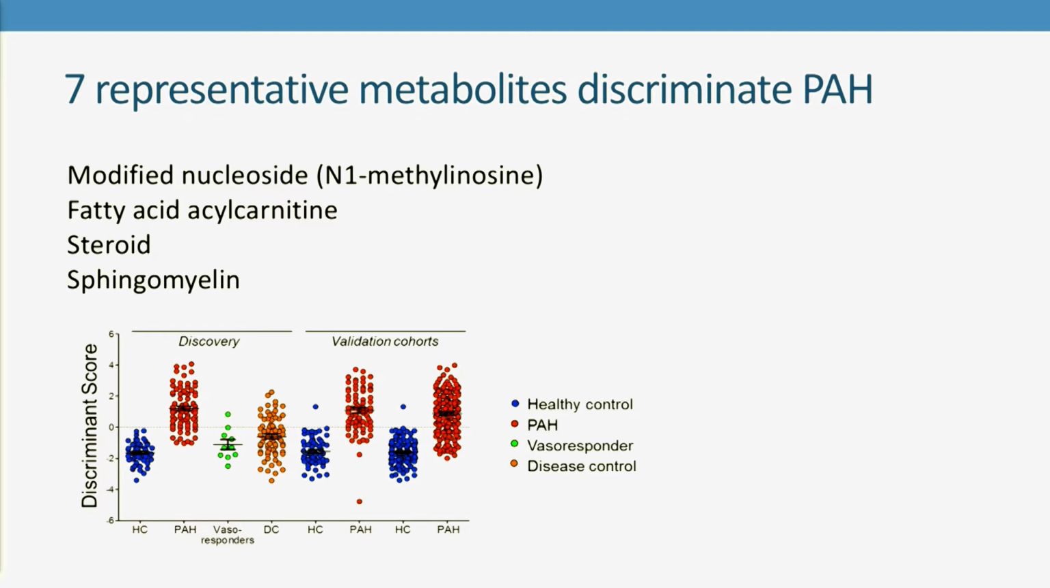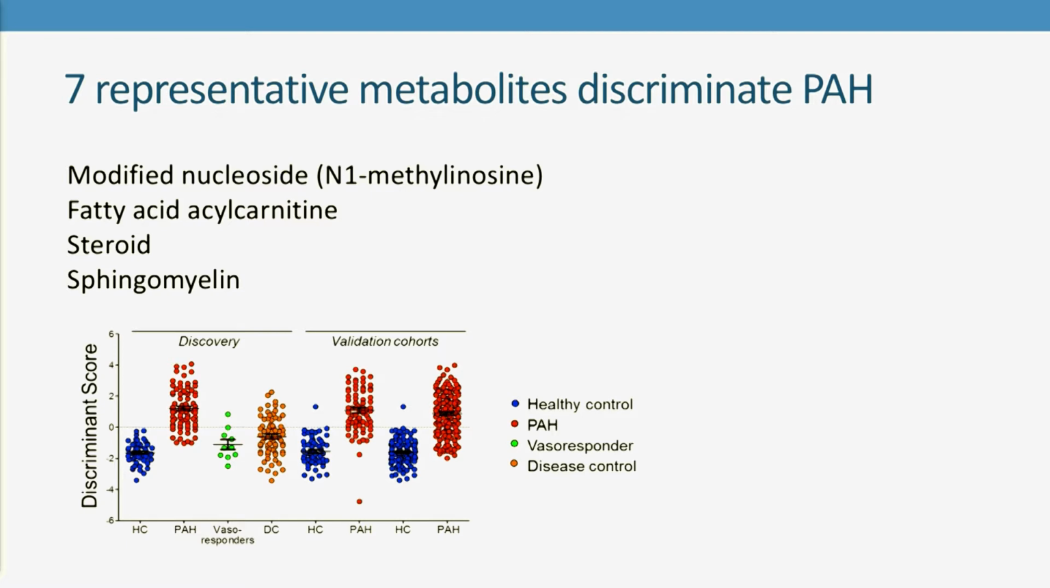Now in green we have an interesting subgroup. These are the vasoresponders, so the patients that respond to calcium channel blocker therapy and go on to have very good outcomes. Their levels of these metabolites are actually very similar to the healthy controls. These patients are already on the calcium channel blocker therapy, so it would be really interesting to see whether they already had normal profiles at baseline or whether the treatment actually triggered this change. So anyone who has a collection of those would be really interested in looking at that.